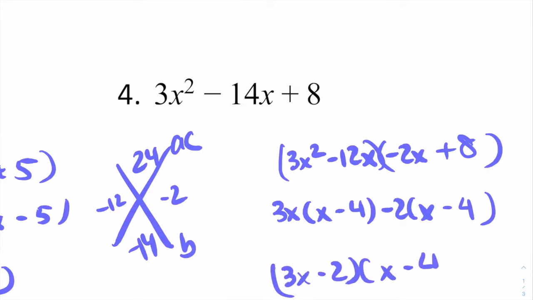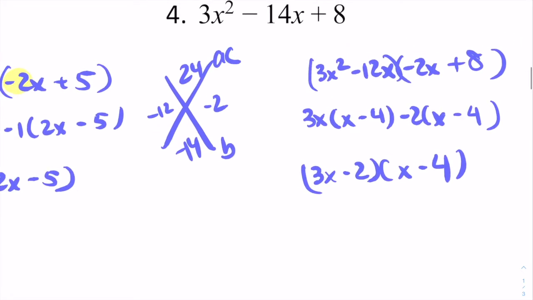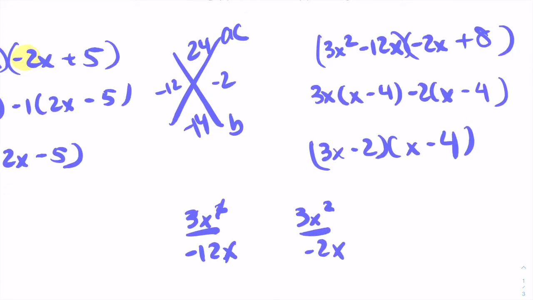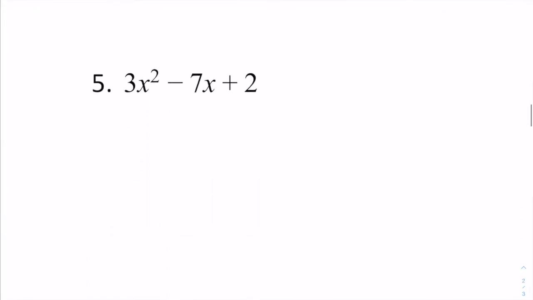I'll do the shortcut method as well. 3x squared over negative 12x. 3x squared over negative 2x. These cancel 1 and 4, so you get x minus 4 on the bottom. Remember, there's negatives in front. And then this goes away, so you get 3x minus 2. Okay? Number 5, let's keep going.